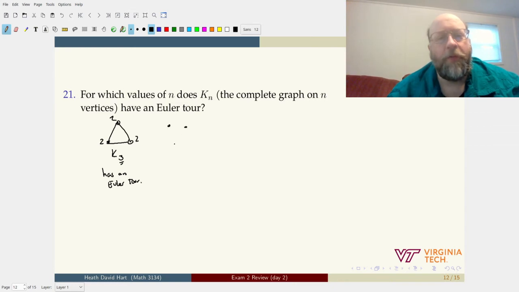But if I go through K4, the degrees are now odd. Every vertex connects to all the other 3 vertices out of a 4 total. And since the degrees are odd, this does not have an Euler tour.